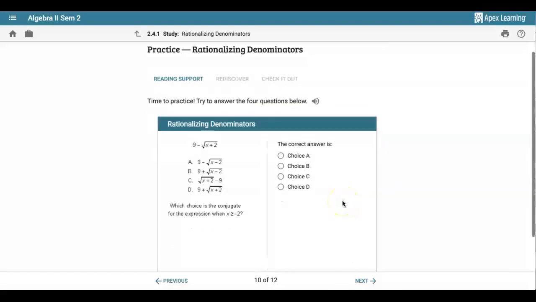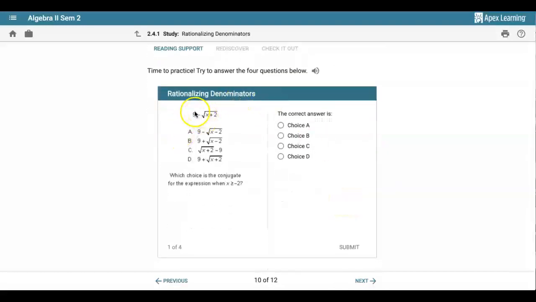All right, so a couple questions here. If we look at 9 minus the square root of x plus 2, the conjugate for this is going to be the same values, but the only thing we're changing is that plus sign instead of a negative. Being really careful here, the answer is D. It's got to be 9 plus the square root of x plus 2. This one here is not correct because it's x minus 2.